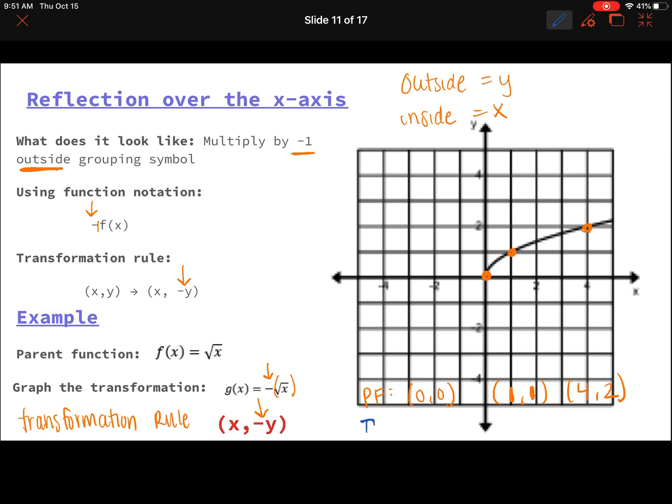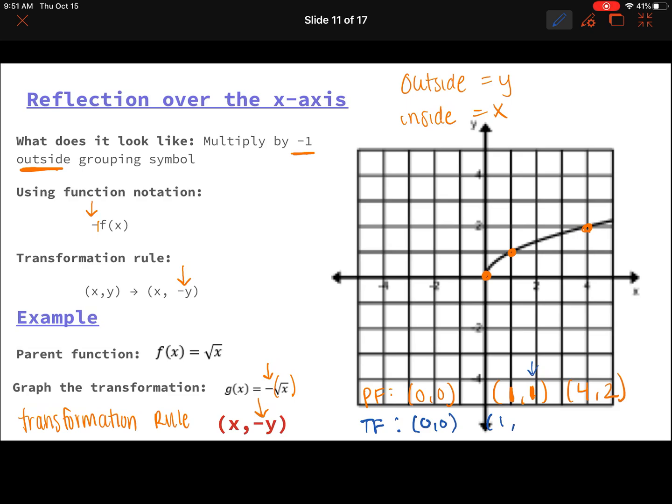So then I'm going to make my transformation function points. Now we are affecting our y. So every y value, we're going to make it a negative. We're going to multiply by a -1. Obviously, that's going to stay the same because 0 times -1 is just going to be 0. We don't have a -0. Now I'm going to go to my next point. My x is not affected, so it's going to stay as 1. Now we need to multiply my y by a -1.